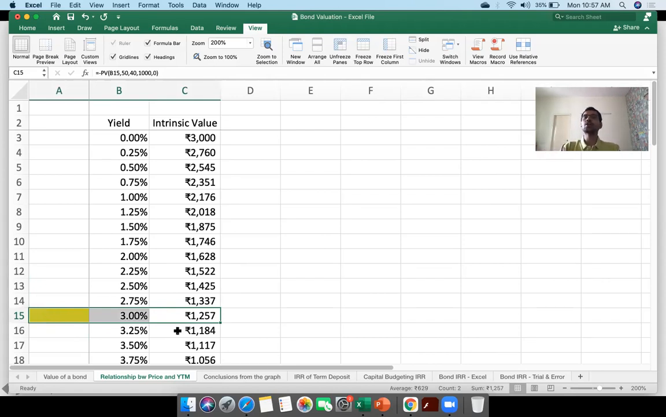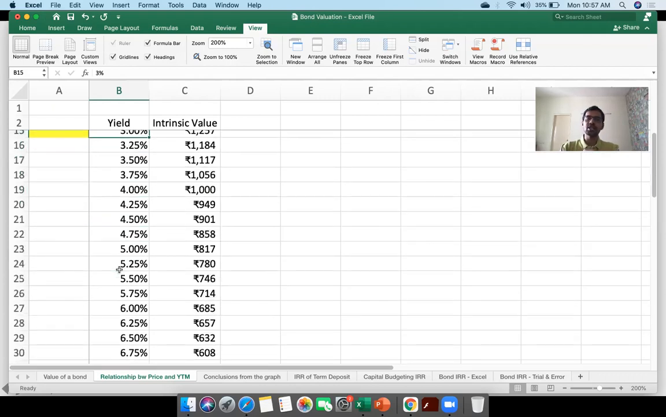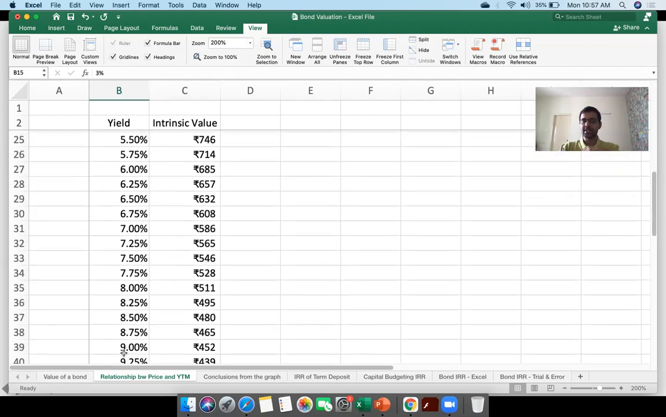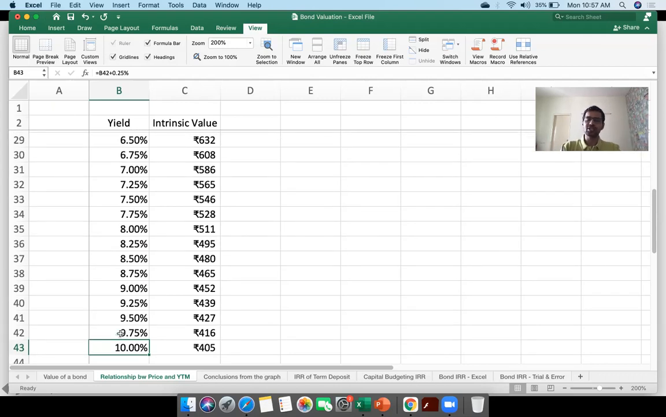And then I went on to calculate the range of intrinsic values that this bond will have if the yield keeps changing. Okay, I have kept changing the yield by 0.25%. I've reduced it from 3% by 0.25% each time, and I've gone until 0. And on the higher side, I kept increasing it by 0.25%, and I ended up with 10%. I can actually go even beyond 10%, but I stopped, because what I wanted to prove is going to be sufficient with 10.